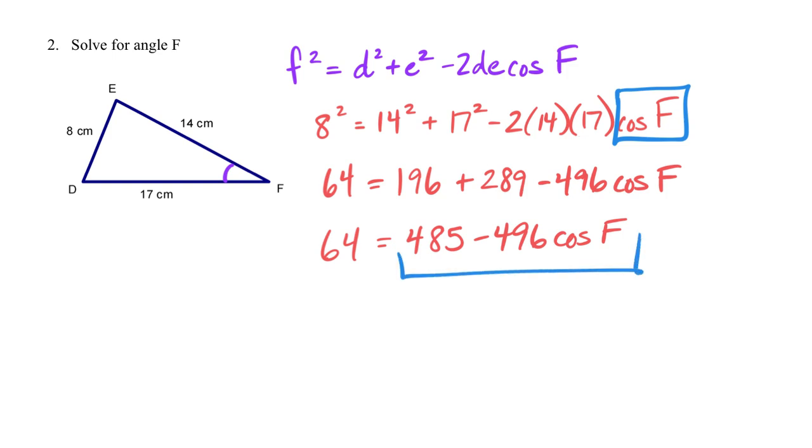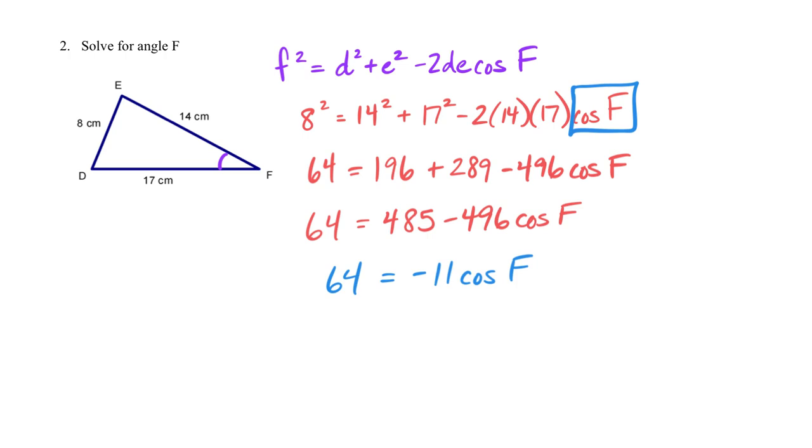Those are not like terms. Remember, there's my cos F. 485 doesn't have a cos F attached to it, so they're not like terms. That means I cannot collect them. But what happens if I did? Well, I take my 485 and I minus my 496. So if I make this really weird mistake, I'm going to get maybe this. I don't know, maybe that. Okay, finish off the problem.